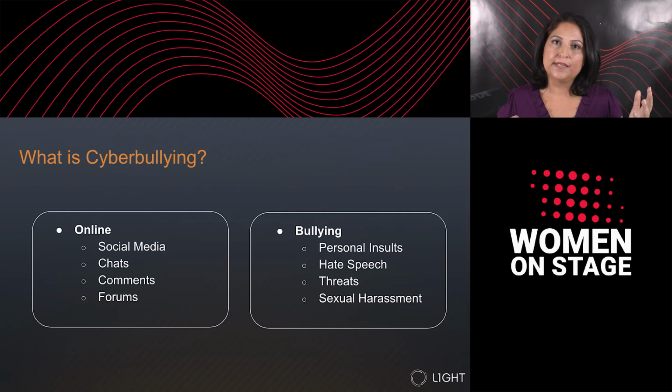So what is cyberbullying? Before we start designing our algorithms, we must first define it. Cyberbullying is bullying that takes place online. It can take place in chats, forums, social networks, etc. It contains personal insults, humiliations, hate, threats, and sexual harassment. In this talk, I will give examples from the personal insult model, but it applies to all the other models under the cyberbullying.